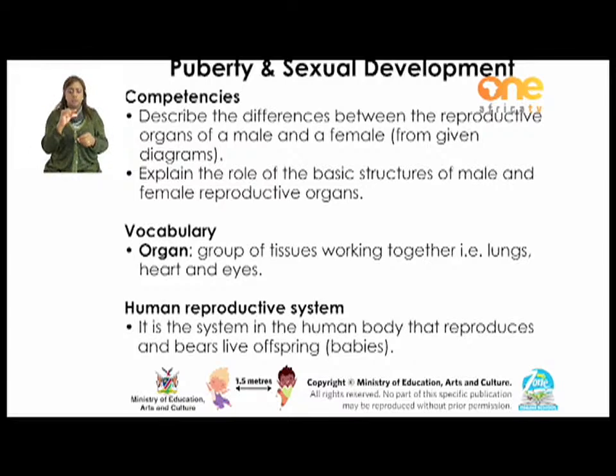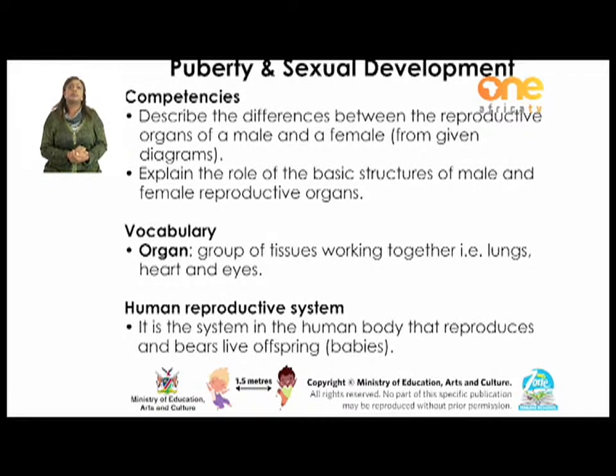Vocabulary. What are the words that we will encounter during this lesson? One of the most important words to know is organ, which refers to a group of tissues working together. Now, this group of tissues can be self-contained, they can be inside the body of the organism, or they can be outside the body of an organism. Examples include the lungs, your heart, and your eyes.